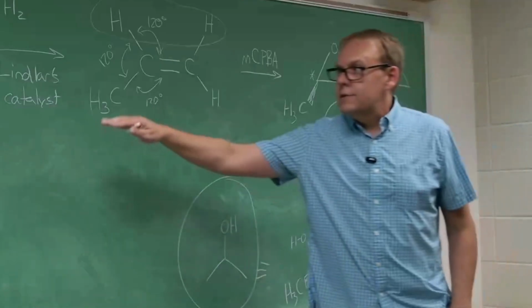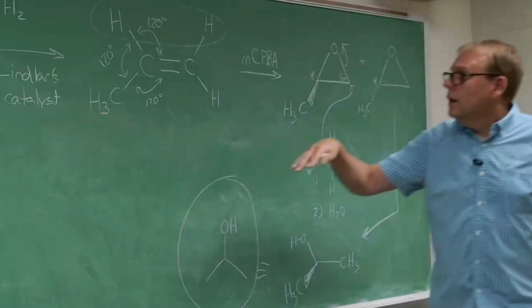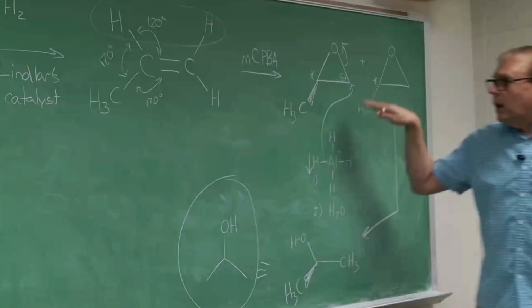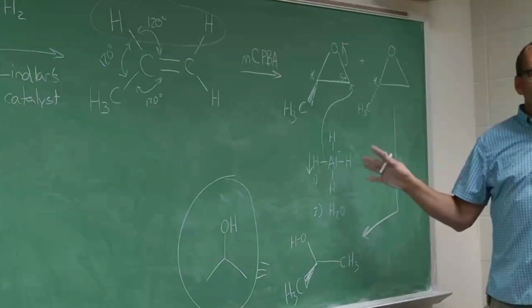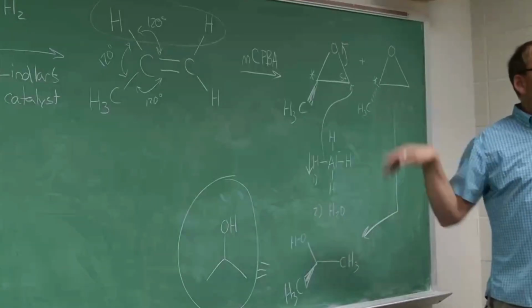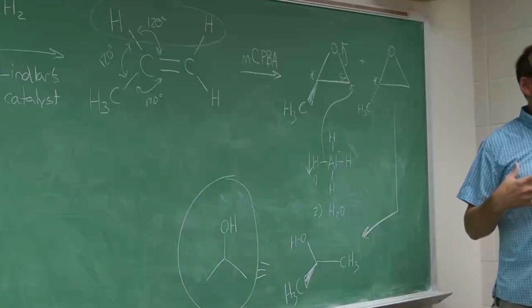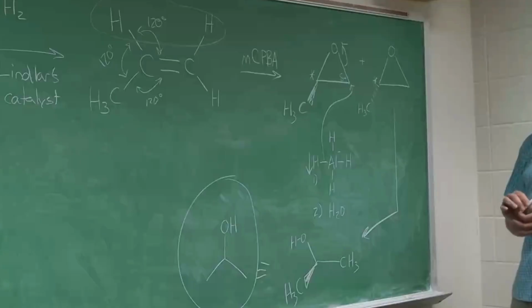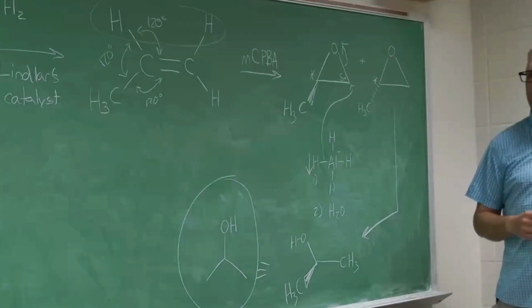Lindlar's catalyst does syn addition to alkynes to give cis alkenes, and then MCPBA peroxy acids do epoxidation of alkenes to give epoxides, and then epoxides can be opened with lithium aluminum hydride. Just as a reminder, all these reactions are described in that table that I've got on Canvas and is going to be on the exam as a reference sheet. So you can look at that, and if you're ever not sure what a peroxy acid does, it's right there in the table. It tells you it makes epoxides out of alkenes.